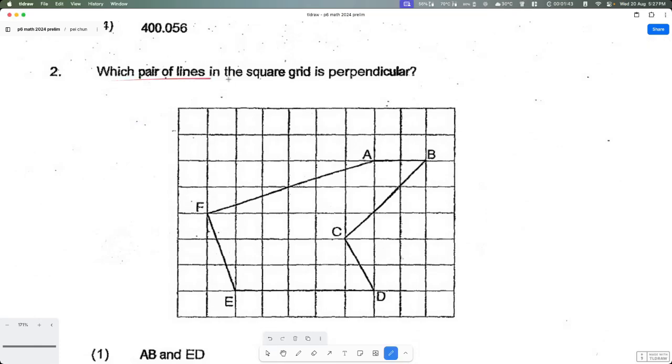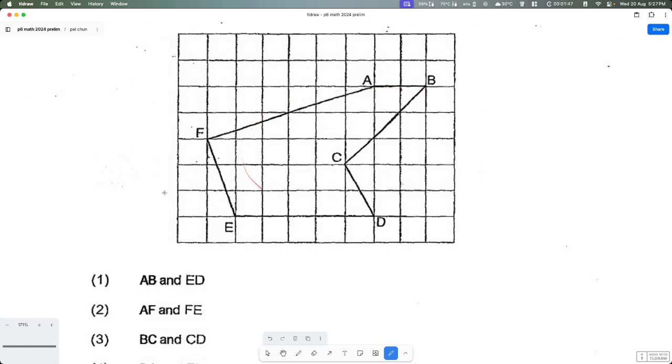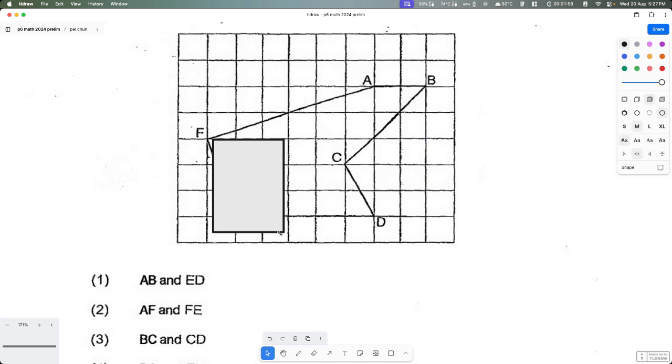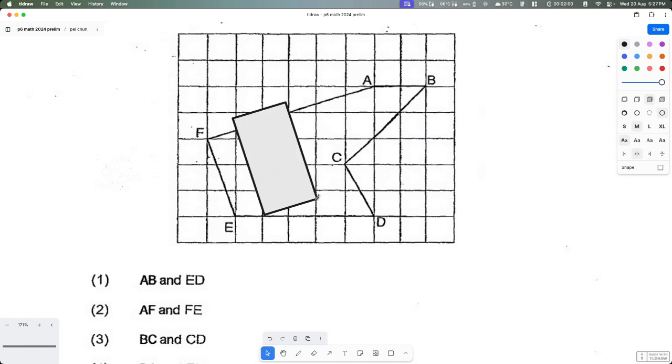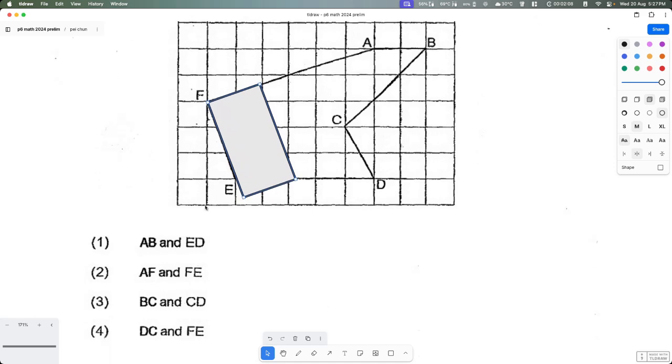Which pair of lines in the square grid is perpendicular? What we can do is use a ruler. So I'm going to use a ruler of mine over here. You can just align it to where you think the perpendicular lines are. So from here, I think AF and FE is the answer to this question.